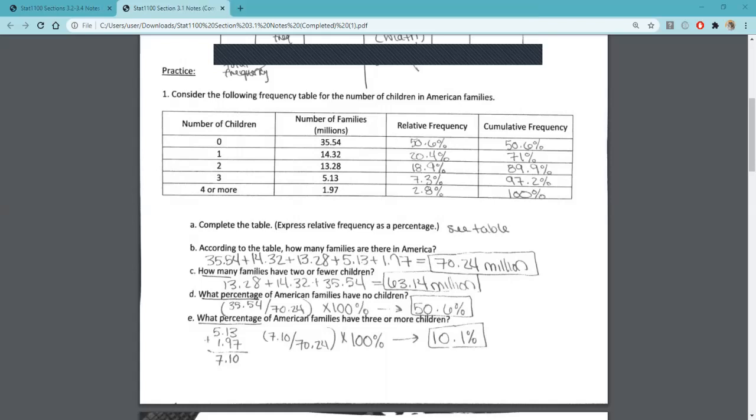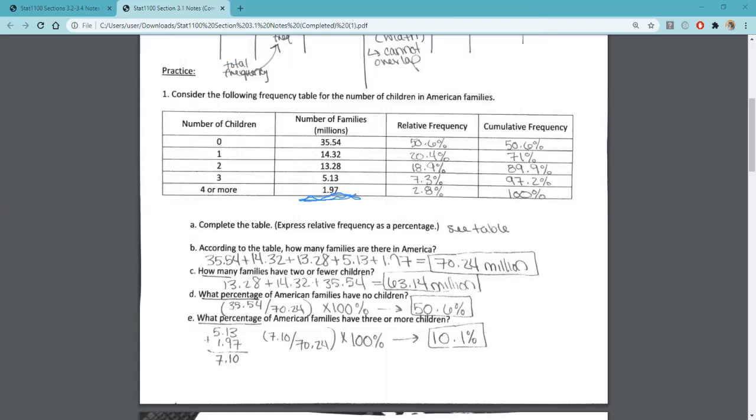To complete the table, in order to calculate relative frequency, we have to figure out what our total frequency is. So we would have to add up the frequency, or number of families in millions. As we did in part B, we can see that we should have 70.24 million. All I did is add all of these up and I got our total frequency.